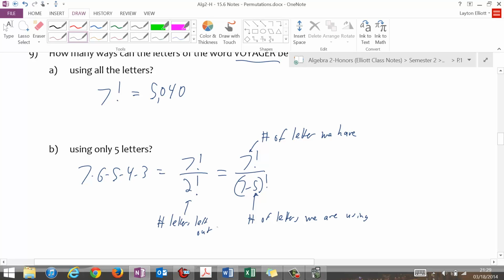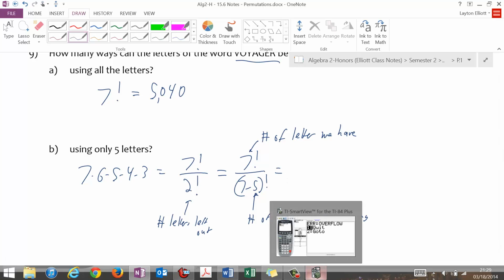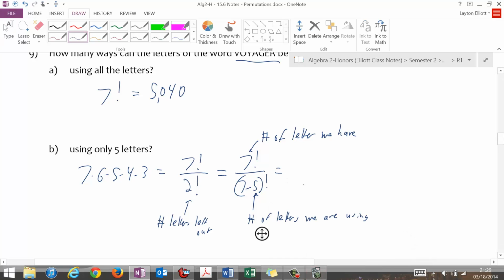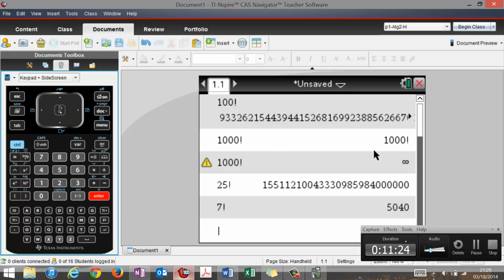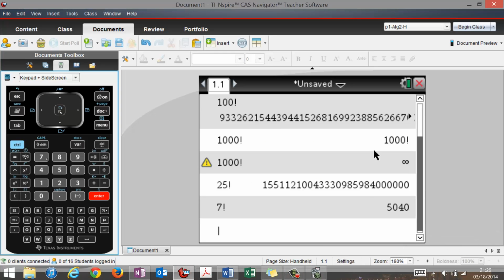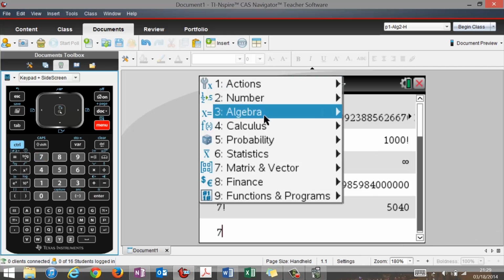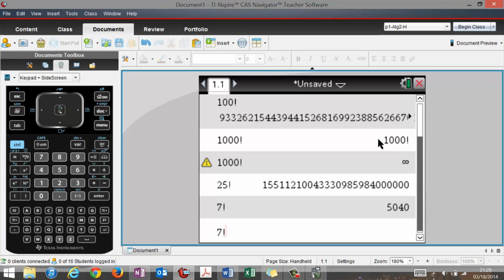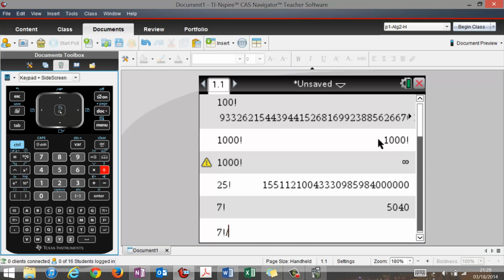Partially why they're divided out. Now, I know you're like, well, what is this? This actually is much more simply expressed as 7 pick 5. And if I go to the calculator, I can say, what is 7 factorial divided by 2 factorial? It's one way I could type it in.